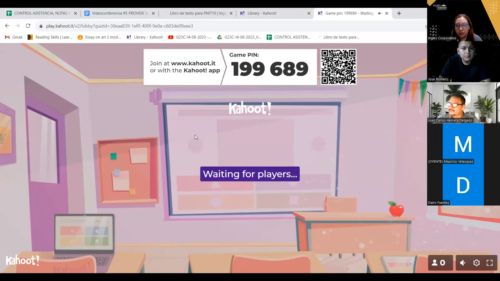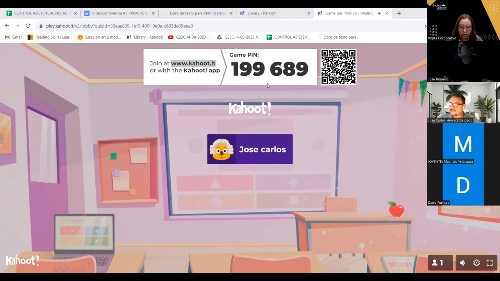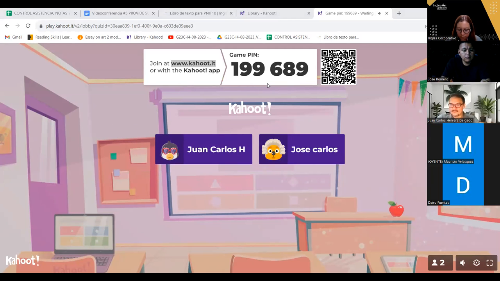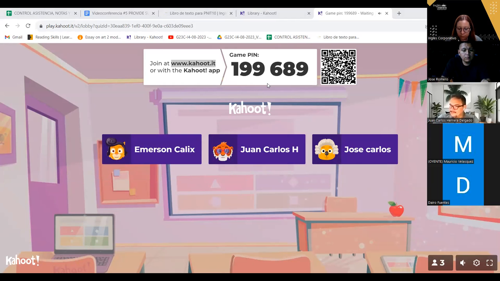Okay. So the instructions: you can scan the QR or you can go to this address, www.kahoot.it. Enter the PIN and enter the name that you want to use to play. The link is also on the chat. So let's start going in. I also sent it on WhatsApp in case you need it. It's also in WhatsApp, the link. You can go to www.kahoot.it, enter the PIN, and enter the name that you are going to use to play.